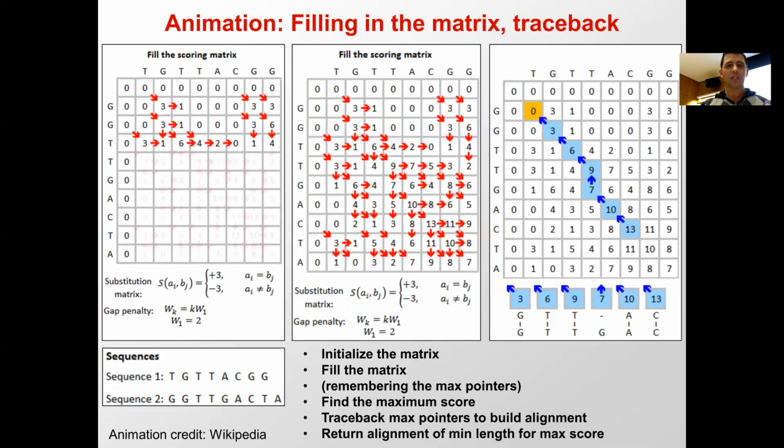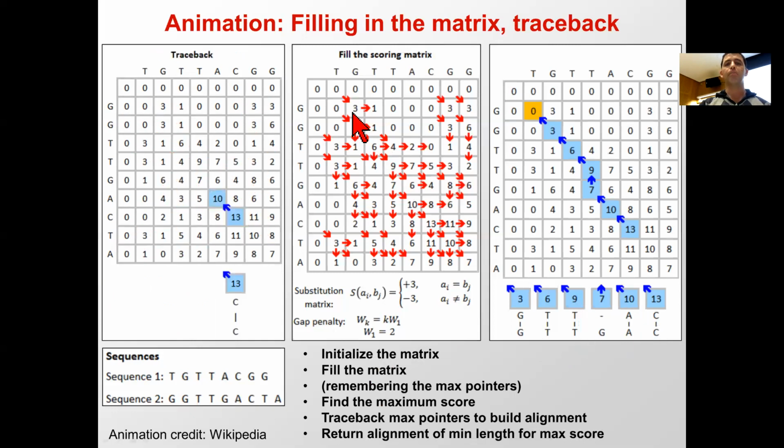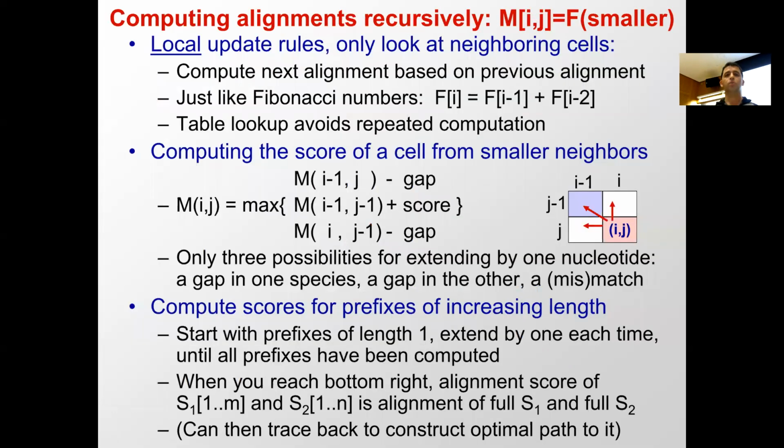All right, so here's the sequence. Here's the resulting alignment. Here's the matrix as I fill it out. And here's the trace back of that matrix, okay? So I'm just gonna now repeat the same thing over and over and over again with increasing levels of detail, okay? So we're basically computing this entry as a function of simply smaller entries. We are using only local update rules.